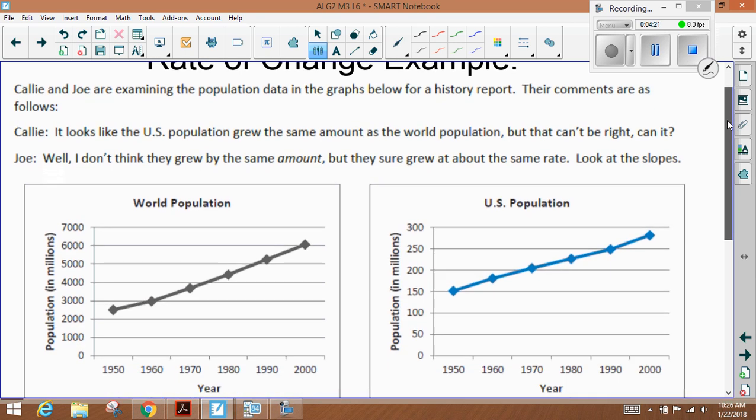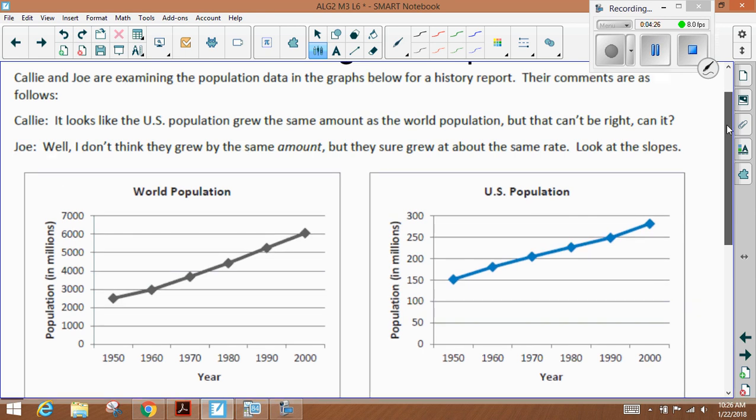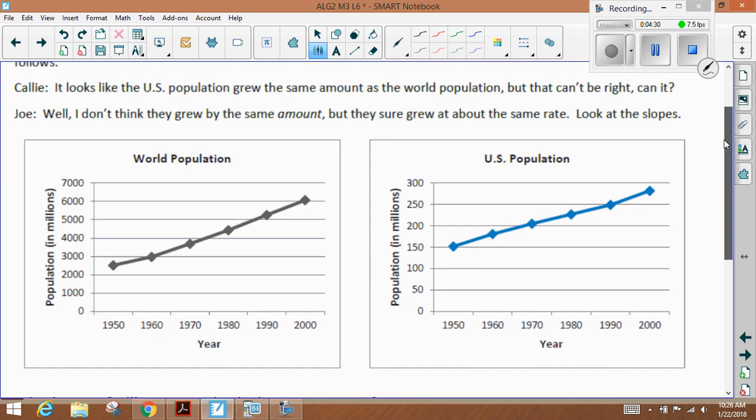So population graphs. We're looking at U.S. population and world population. Callie says it looks like the U.S. population grew the same amount as the world population. She says that can't be right. And we're looking from the years 1950 to 2000. And Joe says, well, I don't think they grew by the same amount, but they sure grew at the same rate. Look at the slopes.